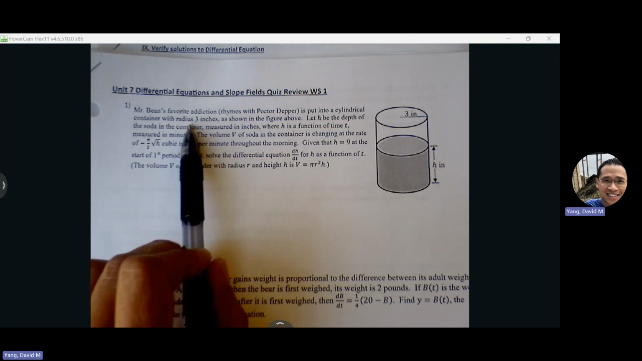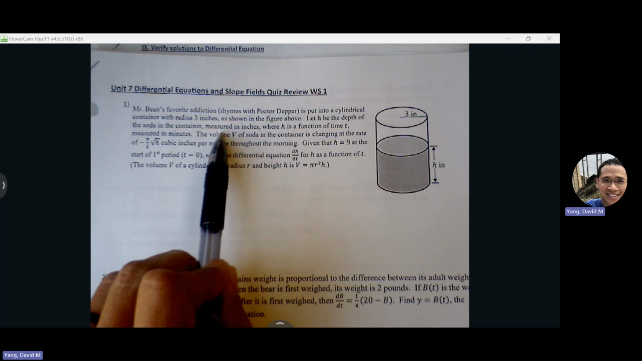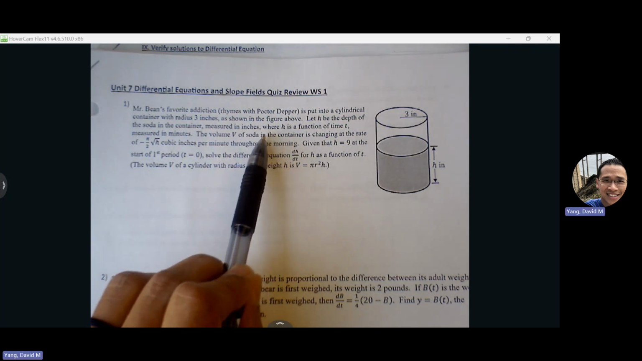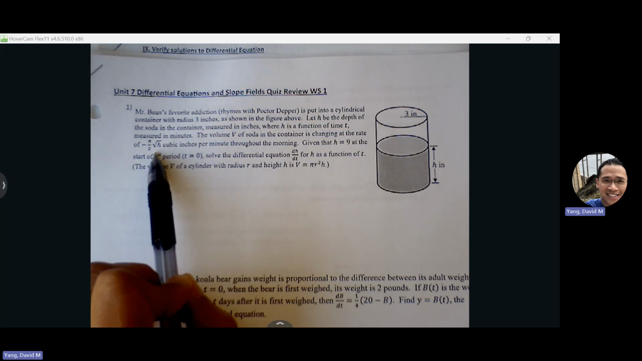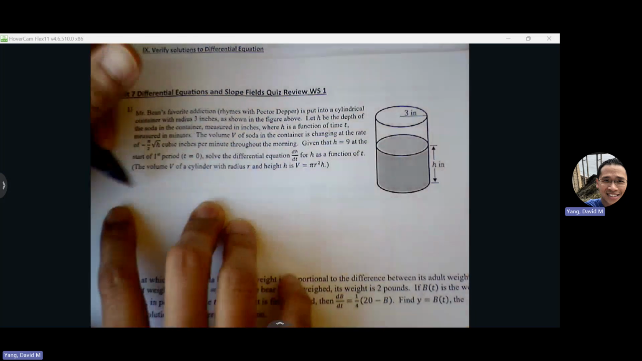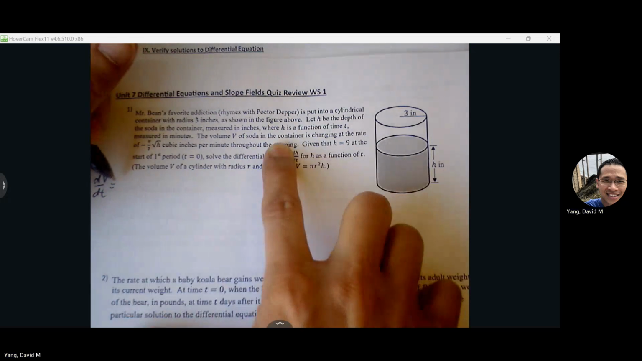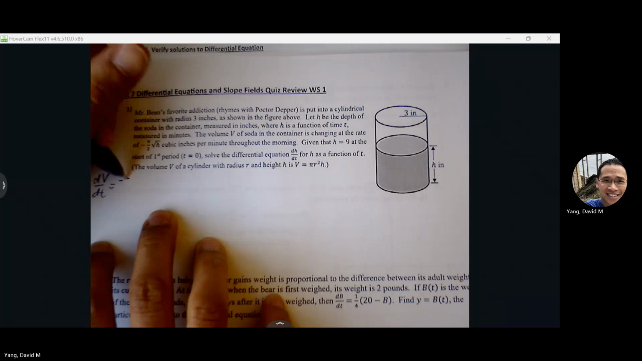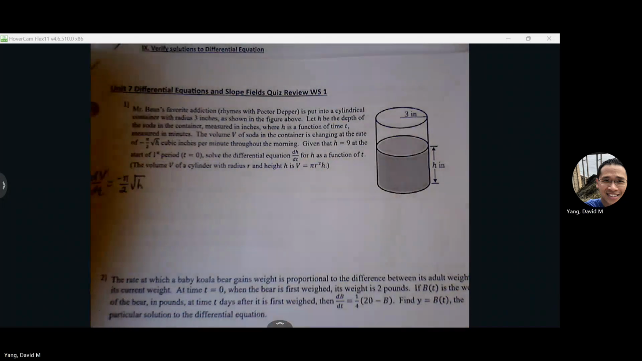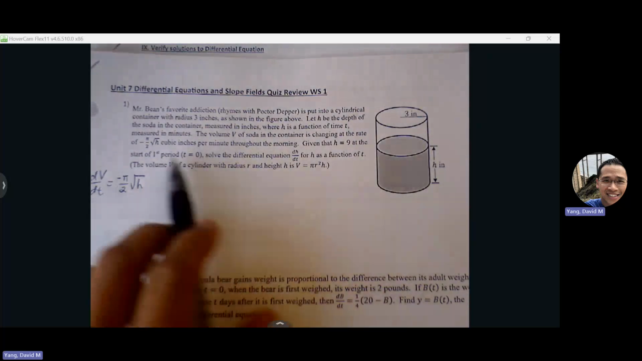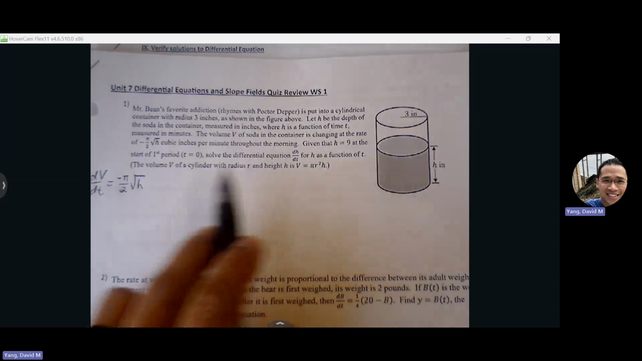All right, so we have a cylindrical container with a radius of 3 inches. h is the depth of the soda in the container, where h is a function of time t. The volume is changing at a rate of negative pi over 2 root h. So we can set that aside. We know that we're just gathering information here, dV/dt. Given that h equals 9 at the start of first period, solve the differential equation dh/dt for h as a function of t.